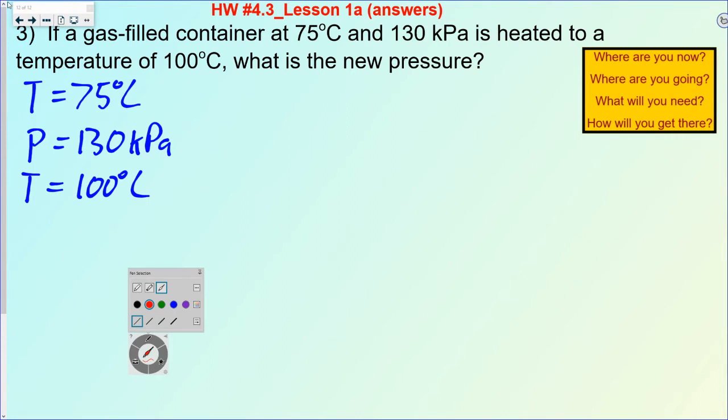And where are we going? Or what is the question? What is the new pressure? That's the thing we don't know. So how are we going to find this new pressure? What will you need? The gas law that relates temperature and pressure is Gay-Lussac's law.